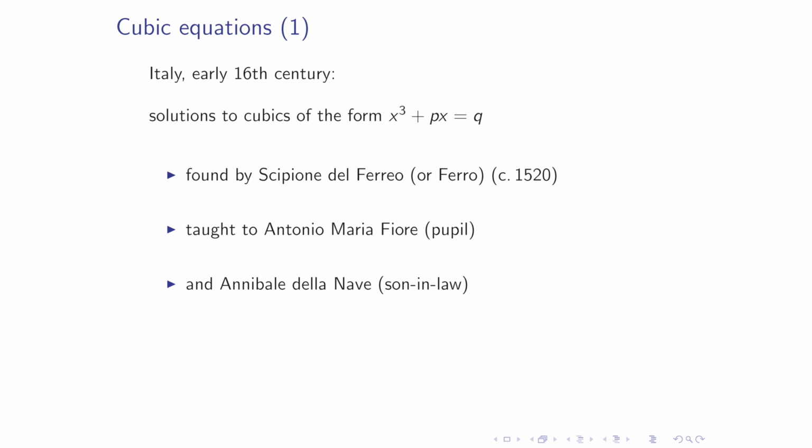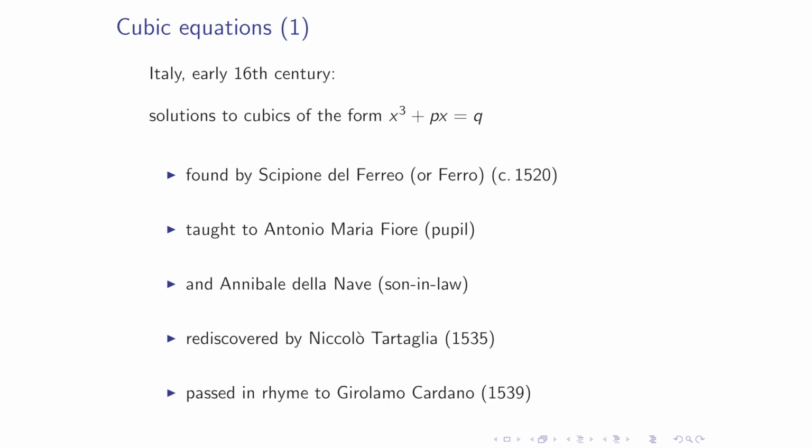a son-in-law. But then it's rediscovered independently by Tartaglia, who's probably so far the most familiar name on the slide, I would guess. And he beats one of them, Fiore, I think. He beats him in one of these contests because he's devised the same rule for solving the problem. And Tartaglia eventually passes this solution in rhyme to Cardano. So Cardano, another famous name here, I suppose.